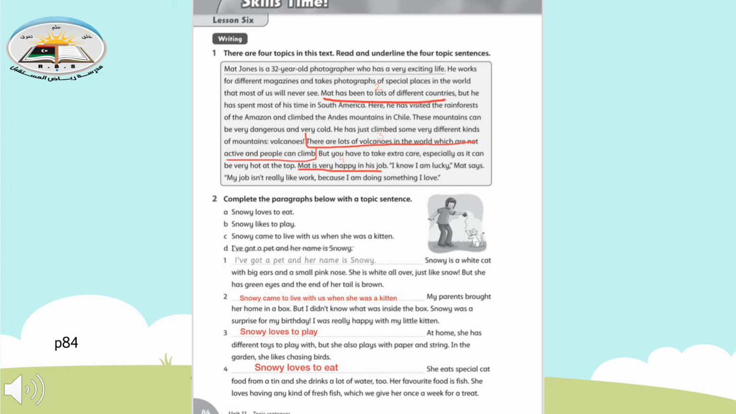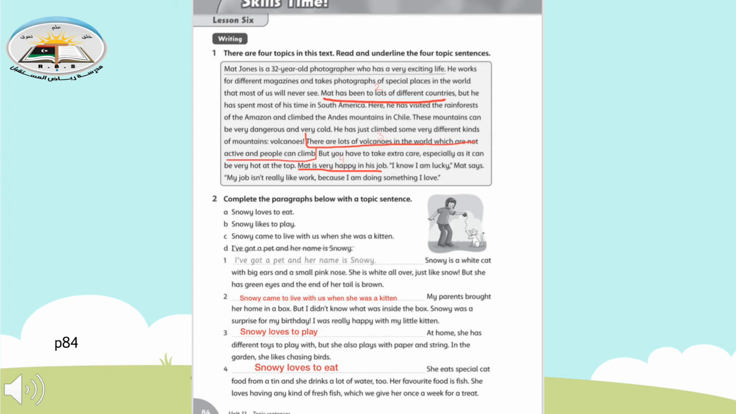Volcanoes. There are lots of volcanoes in the world which are active and people can climb. But you have to take extra care, especially as it can be very hot on the top. Matt is very happy in his job. I know I'm lucky, Matt says. My job isn't really like work because of doing something I love.